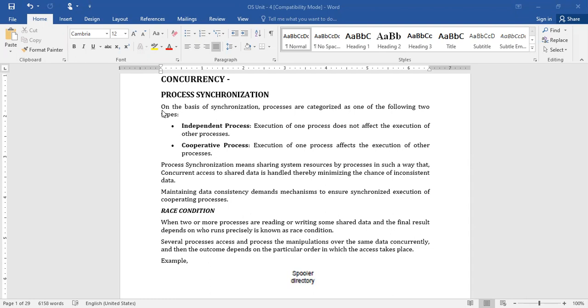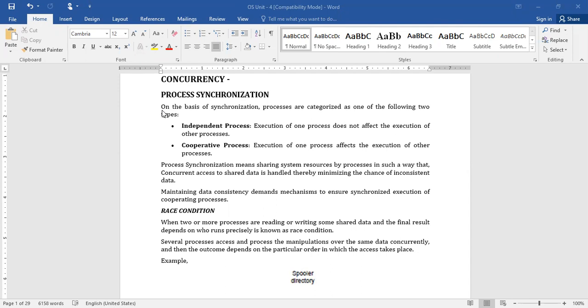So if you do not properly handle the concurrent access of the shared data, it leads to inconsistency. I'll share an example of the problem that arises when you are not handling concurrent access properly. Don't worry. Maintaining data consistency demands a mechanism to ensure synchronized execution of cooperating processes.